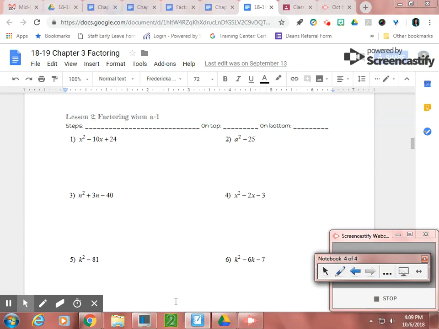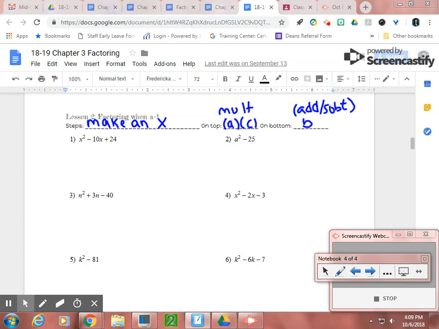When you're factoring and your a value is 1, meaning there's no coefficient in front of the x squared, it's really simple. Your steps are to make an x, and on the top, you're going to do a times c, so it's going to multiply to that, and on the bottom, it's going to be your b value, and it's going to add or subtract to that.